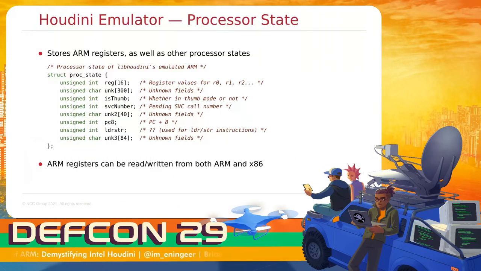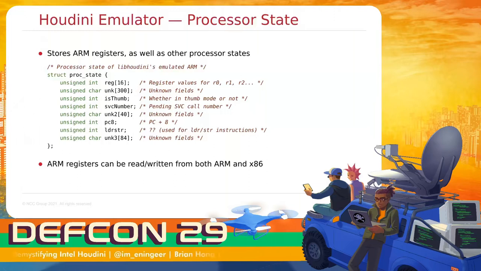It mostly contains the register values, such as R0, R1, but also registers such as the program counter, stack pointer, link register, and so on. It also contains a byte that tells you whether it's in thumb mode or not. And there's a bunch of other fields, but I couldn't really figure out what all of those do.